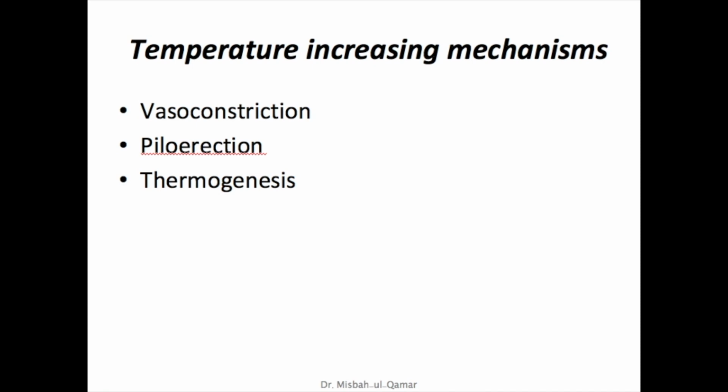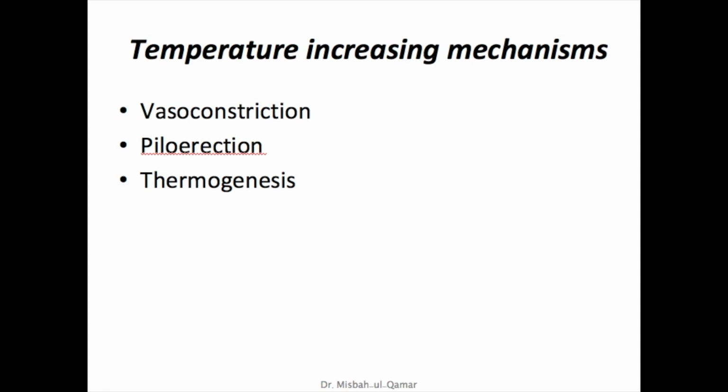Now, what are the mechanisms which can increase the body temperature when the body is too cold? The temperature control mechanisms get activated, like vasoconstriction, piloerection, and thermogenesis. This vasoconstriction is caused by the stimulation of the posterior hypothalamic sympathetic center. And as far as piloerection is concerned, you all know that it causes hair to stand upright and trap an insulated layer of air next to the body to conserve heat.